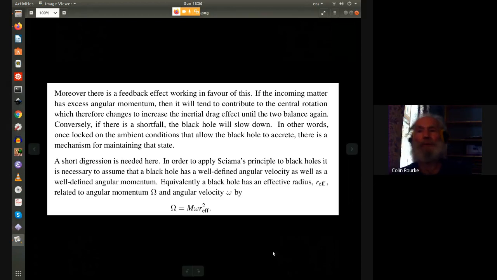A short digression is needed here. In order to apply Sciama's principle to black holes, it's necessary to assume the black hole has a well-defined angular velocity as well as a well-defined angular momentum. In other words, the black hole has an effective radius, R_F, related to angular momentum by capital Omega equals m little omega, capital Omega equals m little omega R_F squared.